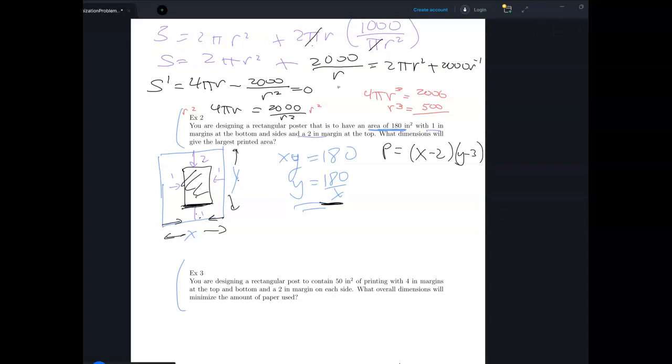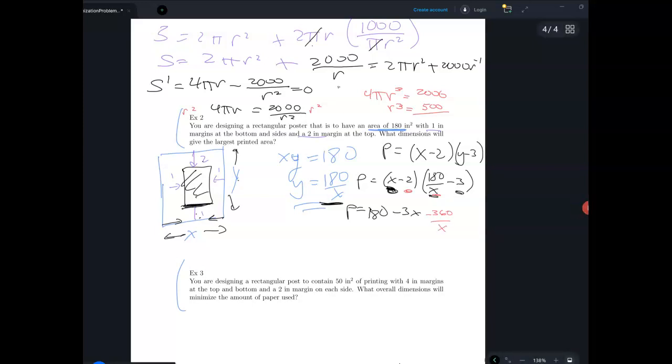Again, I'm going to substitute this in. So I get x minus 2, and then I'm going to put the 180 over x minus 3. You can choose to multiply this out or keep it as it is. I'm going to multiply it out because I think that's helpful, so I don't have to do the product rule. If I multiply this times this, oh, look at that, that's just 180. And if I multiply this times this, that's minus 3x. Then this times this gives me negative 360 over x. And then this times this gives me a minus 6.